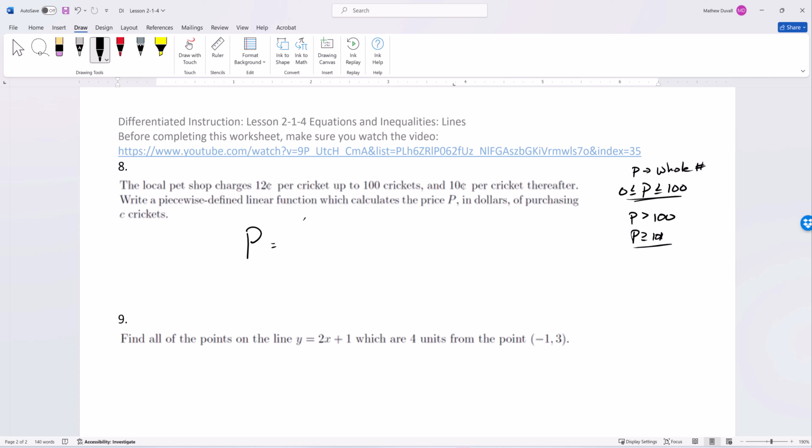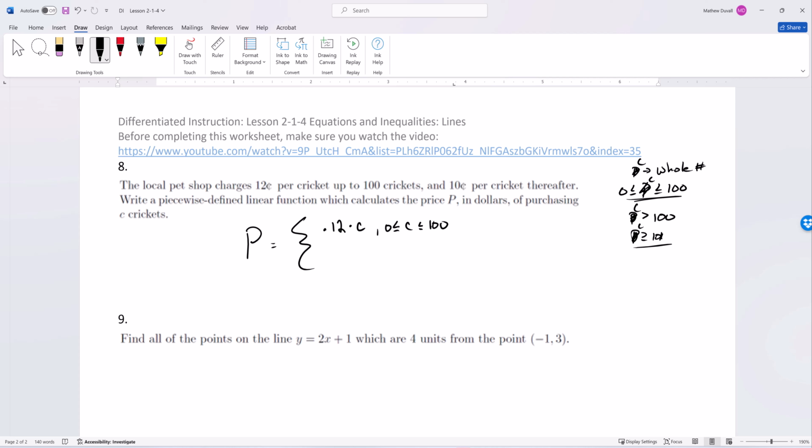So it's 12 cents per cricket. So 12 cents times the number of crickets C. I should have used C for all of this, right? But this is where the number of crickets has to be between 0 and 100.